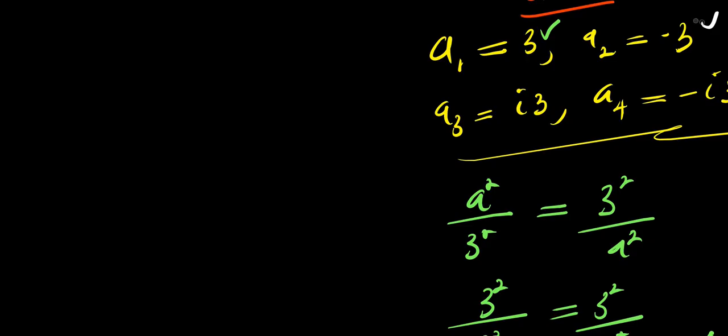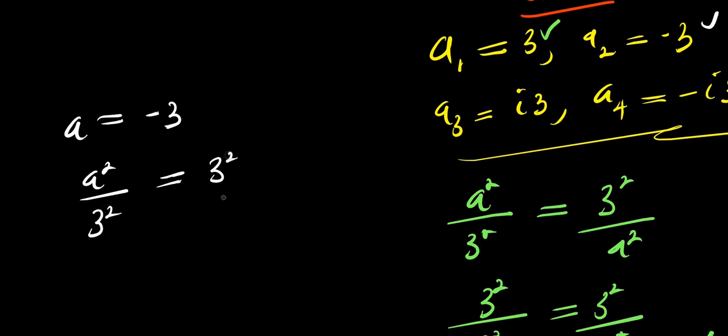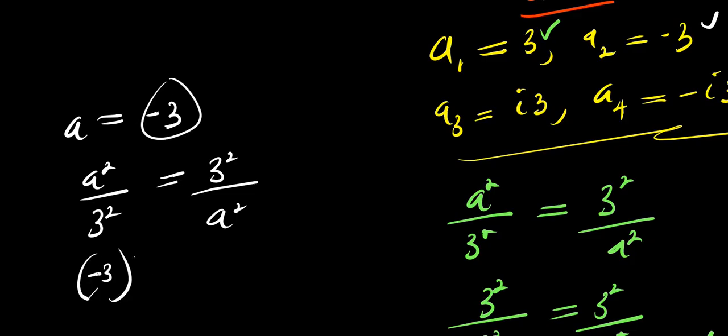Let's consider a2 when a equals negative 3. We have a equals negative 3. a power 2 divided by 3 power 2 equals 3 power 2 divided by a power 2. We consider negative 3. Then we have negative 3 to the power of 2 divided by 3 power 2, the same thing as 3 power 2 divided by negative 3 to the power of 2.